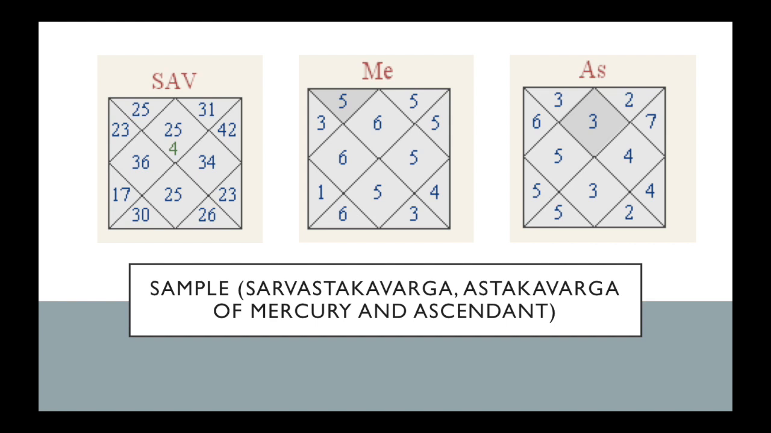The more points it gets, the stronger it becomes. If it is 25 till 28 points, then it will give you average results. If it is below 25, then it will give you poor results. The lesser the points become, the strength of the house decreases. So, it's very important that houses like the first house, the fourth house, the fifth house, the seventh house, the ninth house, the 10th house, the 11th house should get more points.